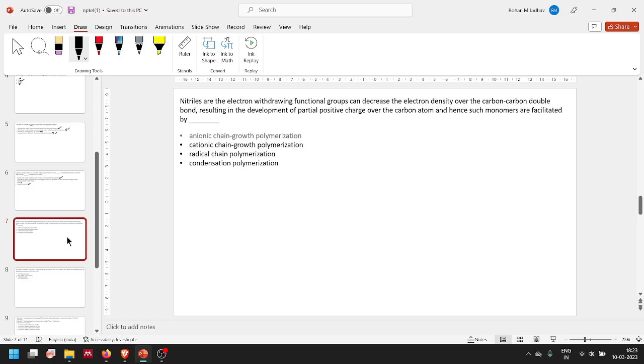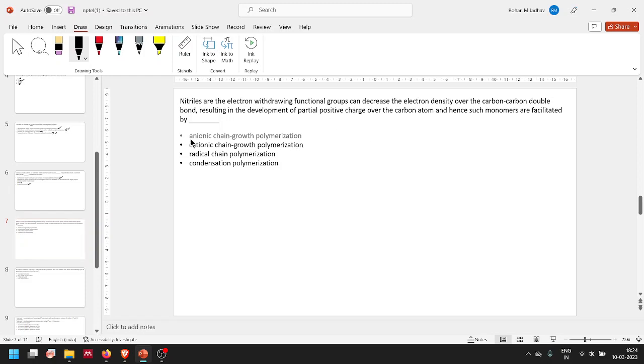Moving on to the next one. Nitriles are electron withdrawing functional groups and can decrease the electron density over the carbon-carbon double bond, resulting in the development of partial positive charge over the carbon atom, and hence such monomers are facilitated by which of the following processes. So you can see that since nitriles are electron withdrawing groups, they are reducing the electron density over the carbon-carbon double bond, and a partial positive charge is getting developed.